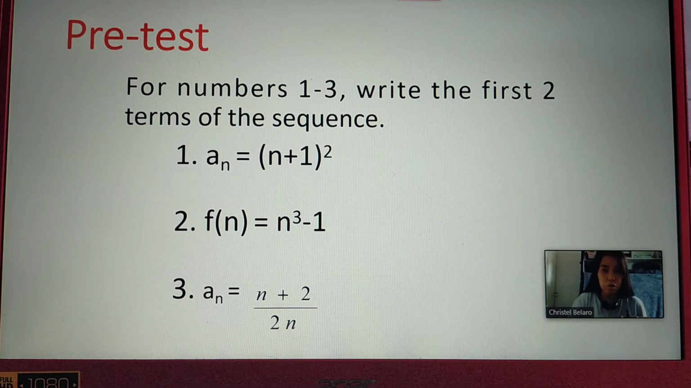Or who wants to try number 1? Yes, Francis. Okay. Try to answer using our typeboard. Then we're going to compare your answer with your classmate's answer. Then we will see if you have the correct answer.